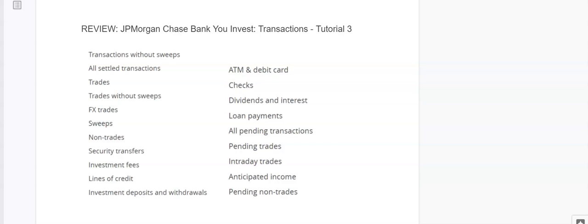Now, some of these are blank on my own account because as a retirement account, there really isn't a whole lot of transactions that I am doing, such as an ATM or debit card transaction on the retirement account. I'm not doing that. And so a lot of these are largely blank. I'm not writing any checks from my retirement account. I'm not paying any loans from my retirement account. But again, these are all the different options you have to view.